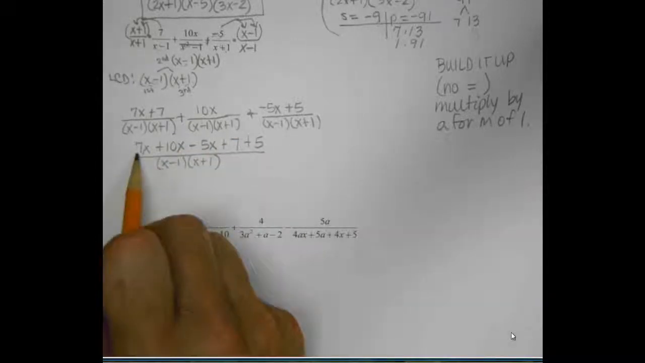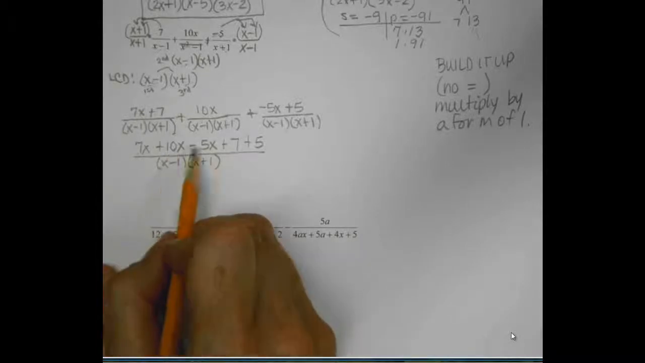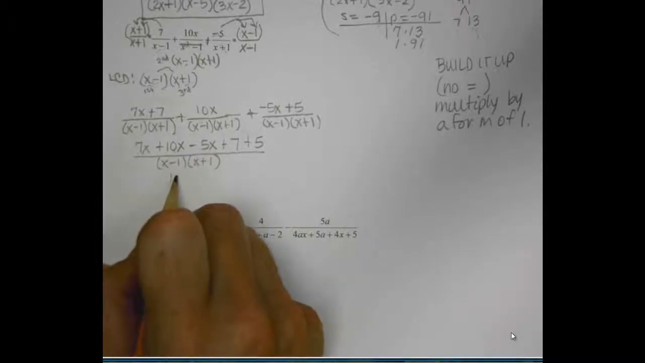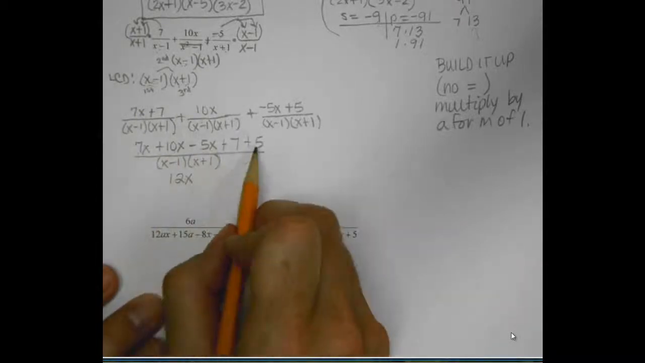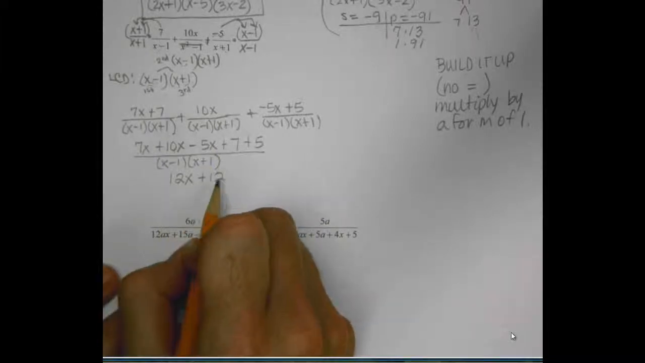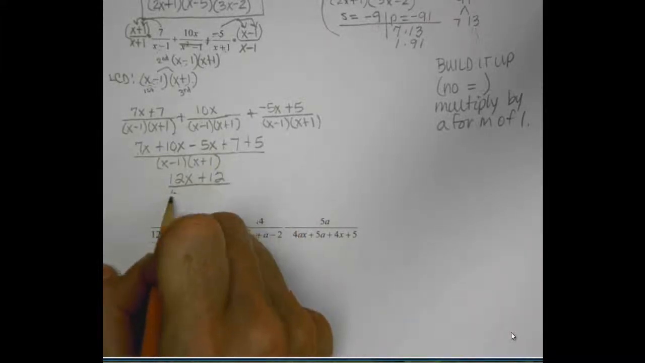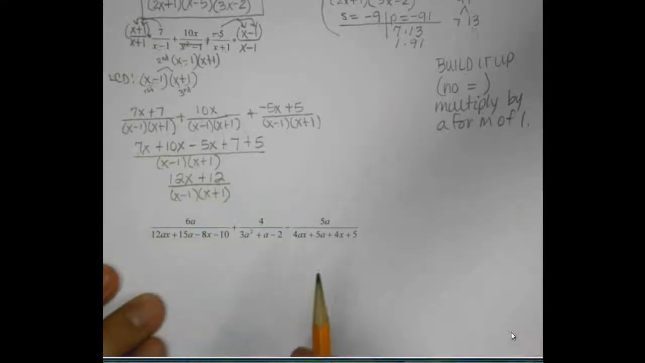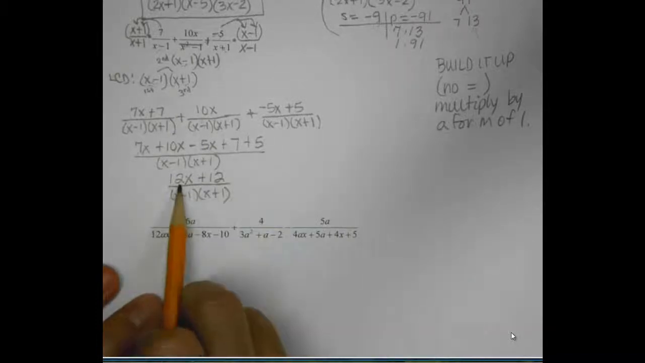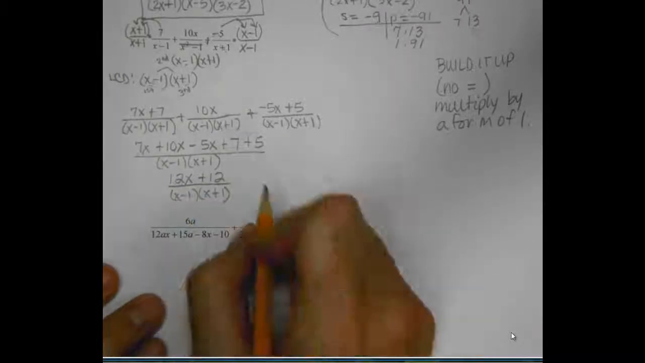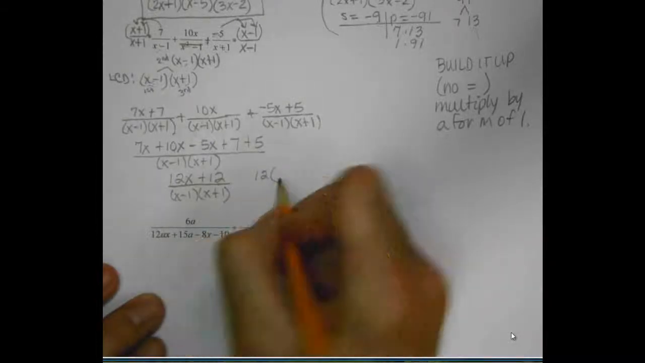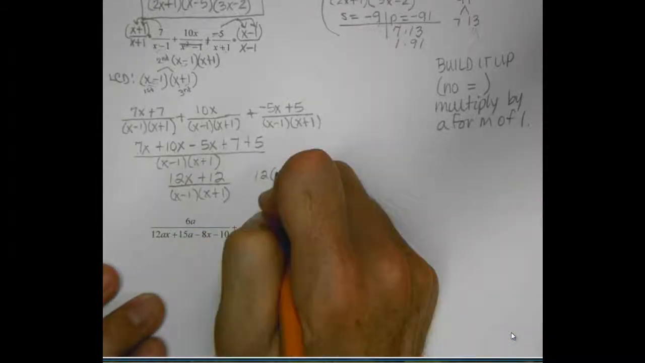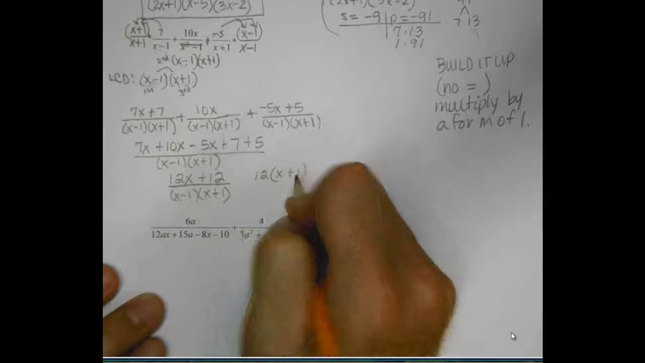Now 7x plus 10x is 17x, minus 5x gives me 12x, and then 7 and 5 is 12, so plus 12 over (x minus 1)(x plus 1). I'm at the point where I need to think about whether I can reduce or not, and I can see both of these terms in the numerator have a 12, so I'm wondering what will happen if I just factor out a 12. I'll have left x plus 1.